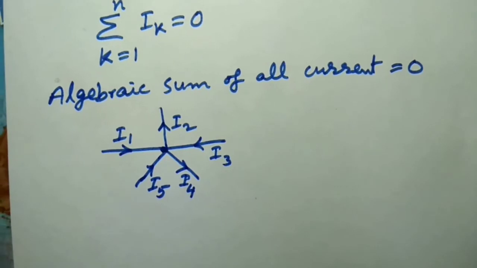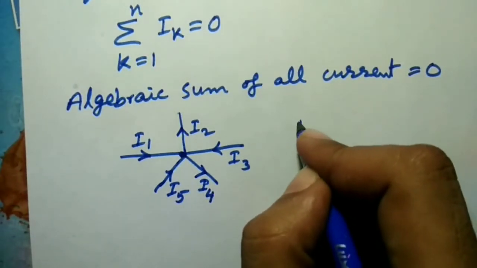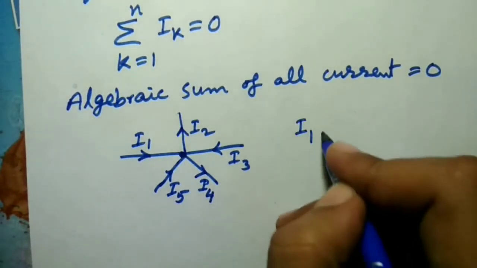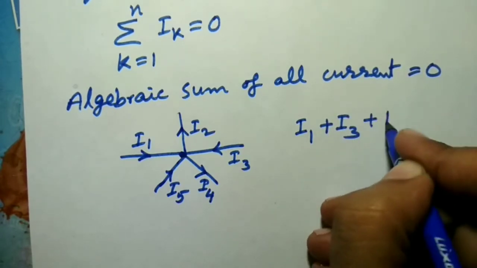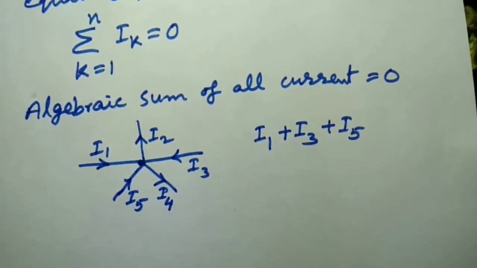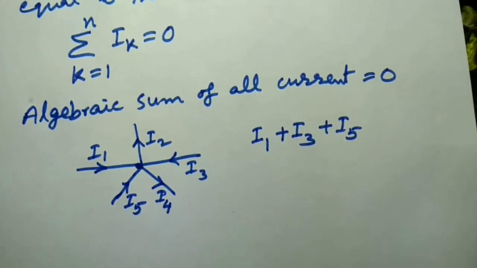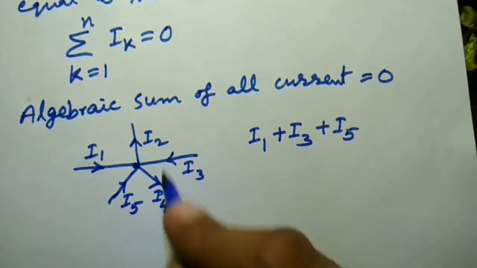In this case, we consider the current which is entering the junction as positive. So the currents entering the junction are I1, I3 and I5. These are the total currents entering the junction. And the currents leaving the junction are I2 and I4.